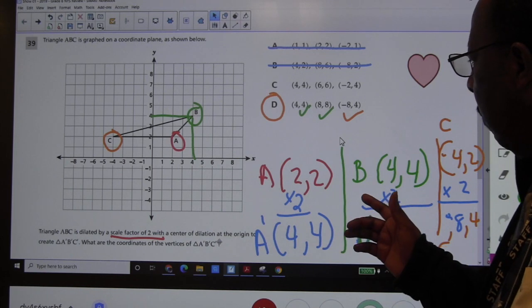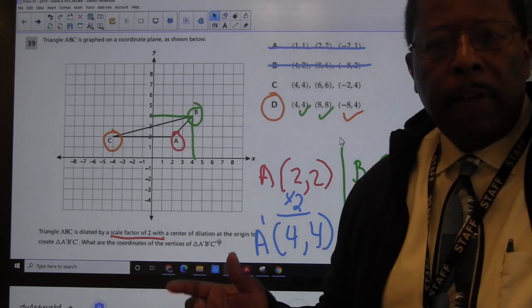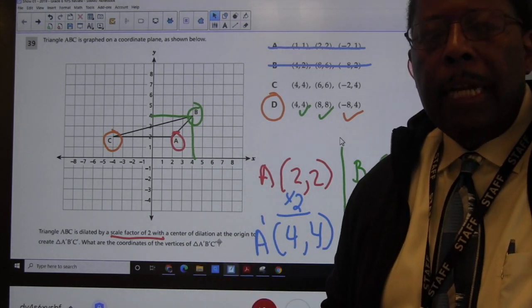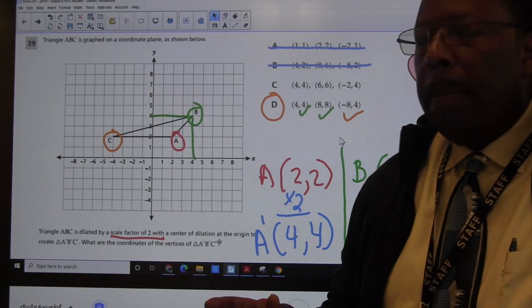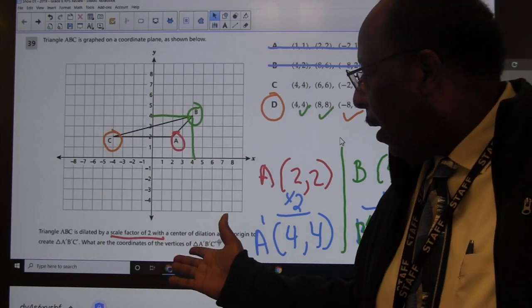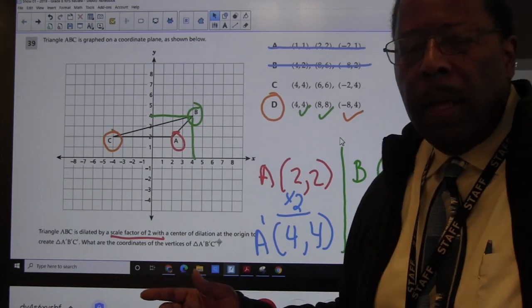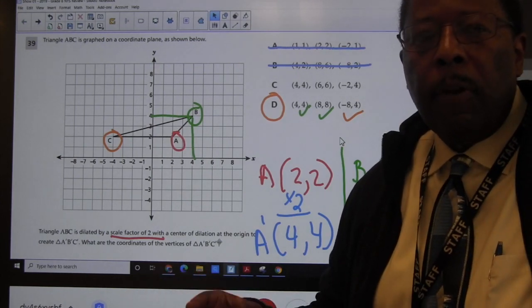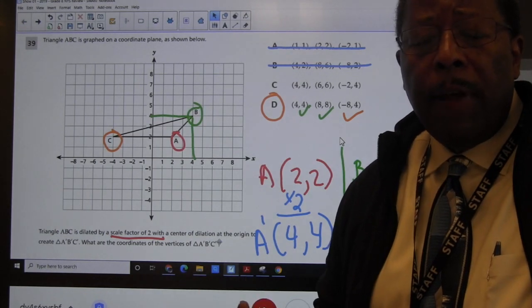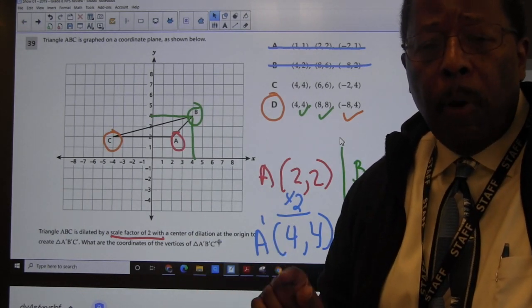So remember, scale factor is just increasing or decreasing a figure by the scale factor itself. So if it's a scale factor that's a whole number, it's going to get larger. If it's a scale factor of a fraction, it's going to get smaller.